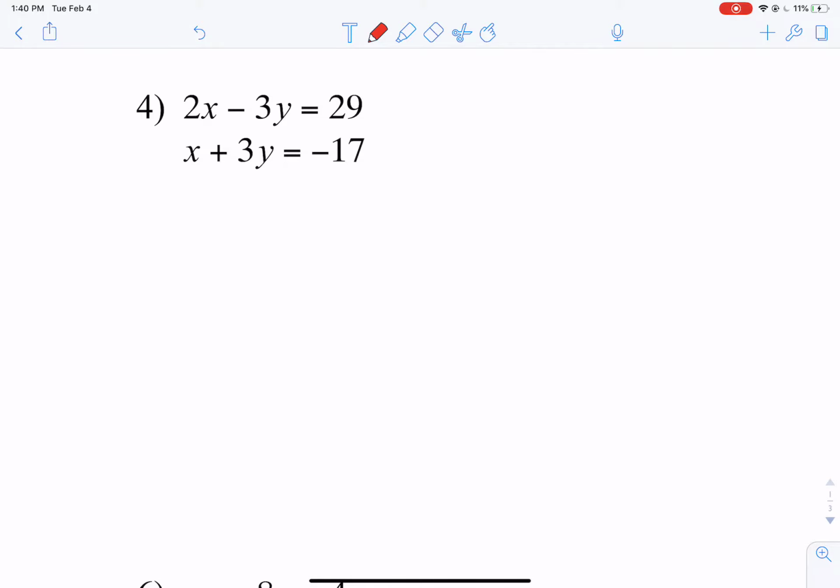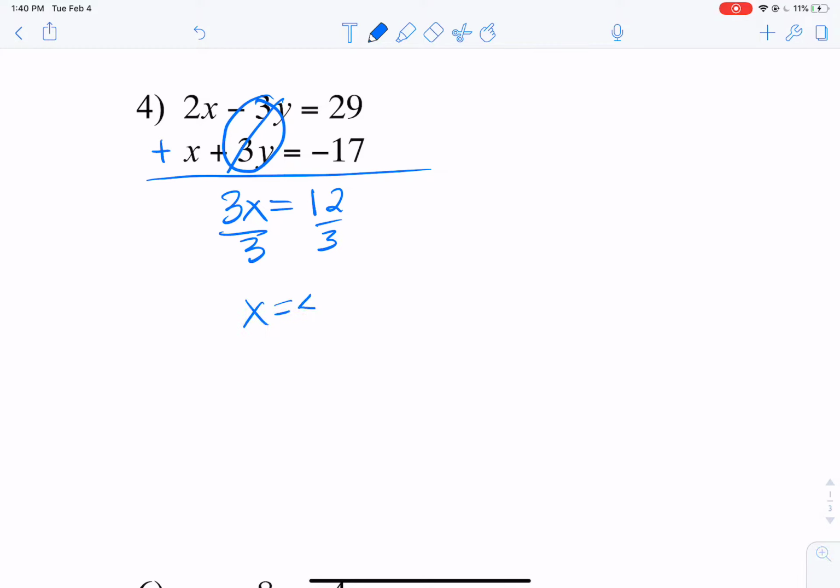For number 4, adding downwards doesn't eliminate the x's. We end up with 3x, but it will eliminate the y's. Negative 3 plus a positive 3, that's equal to 0. So that gets eliminated. And that's going to equal 29 plus negative 17, which is 12. So 3x is equal to 12. We're going to divide by 3, and the value of x is going to be positive 4.